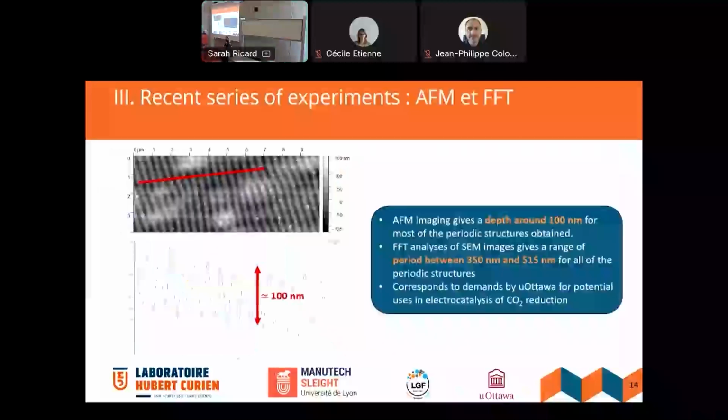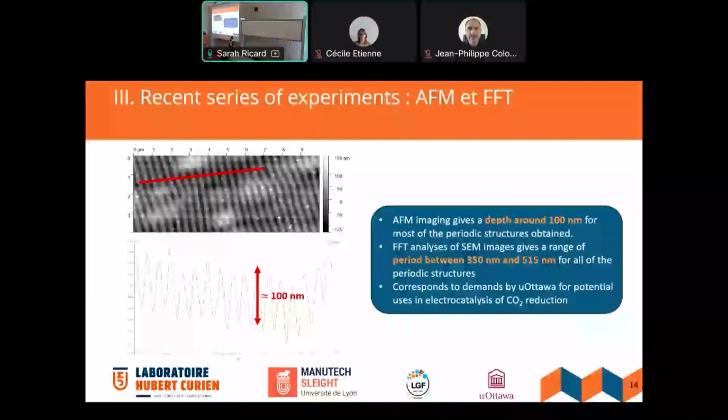After that, some AFM and FFT analysis were done, which gives us a depth of around 100 nanometers and a period between 350 and 500 nanometers, which corresponded to the demands by the University of Ottawa for their electrocatalysis of CO2 reduction.